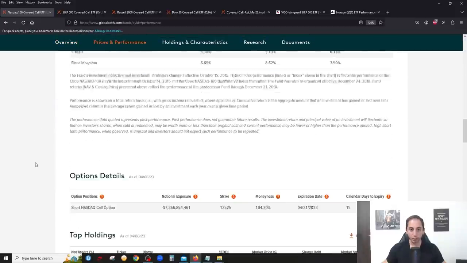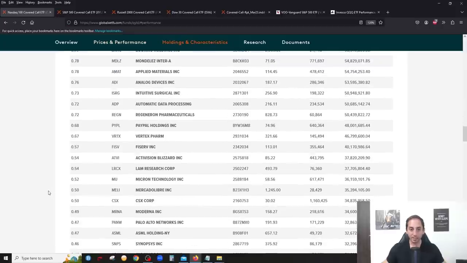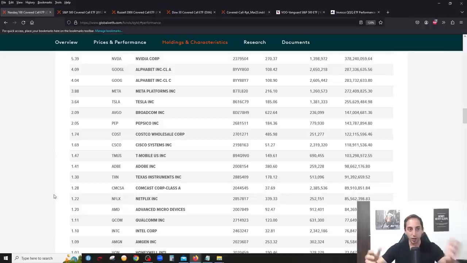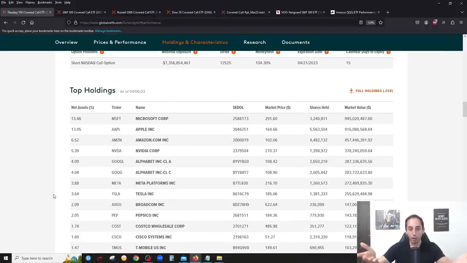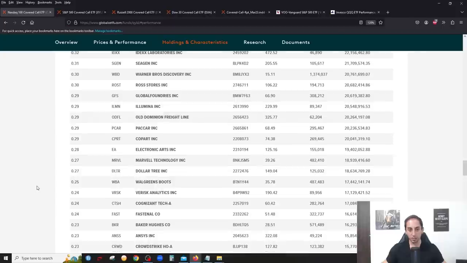If you scroll down and look at the holdings, if you expand it, and obviously this is the QYLD, it's a NASDAQ 100. So we're going to see the top 100 stocks on the NASDAQ. So you'll recognize all of them. But if you scroll all the way down, you could actually see the call option, guys. It's right here. And NDX, that is the NASDAQ 100 index. So they're actually writing the call option on the index itself, not on the individual stocks of the portfolio.